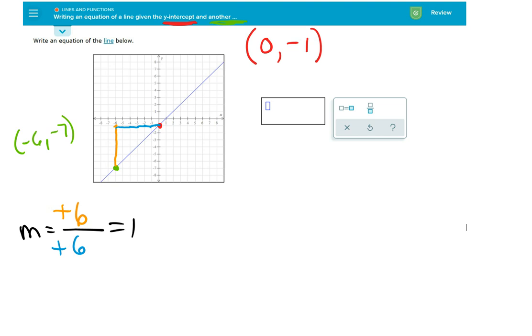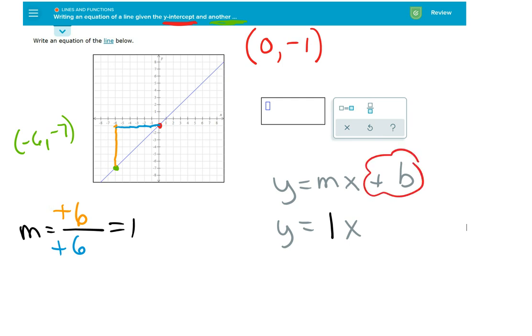And then if you go to the equation, which would be y is equal to mx plus b, I now know that my slope is 1, and they gave me the y-intercept. The y-intercept right here is b, so just stick in -1. That's my answer.